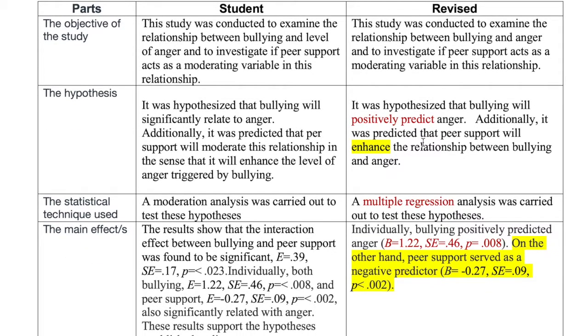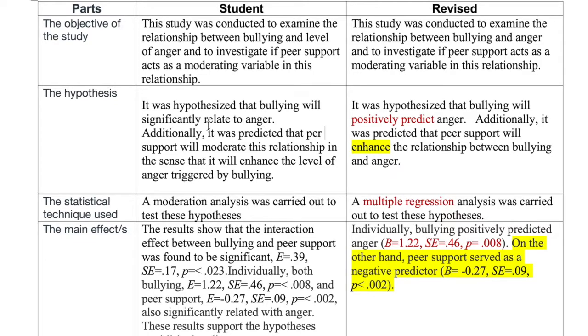Next, for the hypothesis, the student said it was hypothesized that bullying will significantly relate to anger. Additionally, it was predicted that, or I think this is peer support, will moderate the relationship in the sense that it will enhance the level of anger triggered by bullying. So I tried to simplify this, and this is what I propose. It was hypothesized that bullying will positively predict anger.